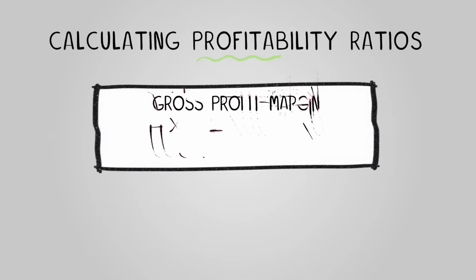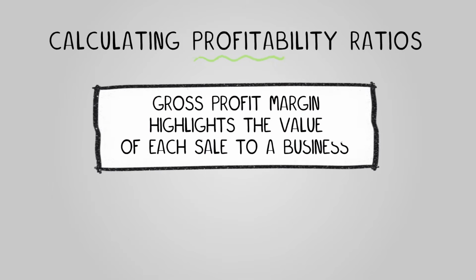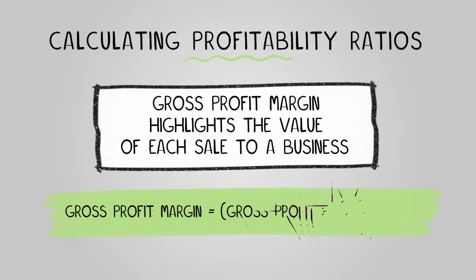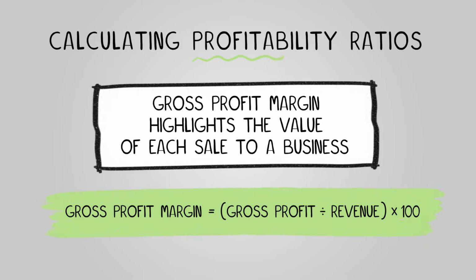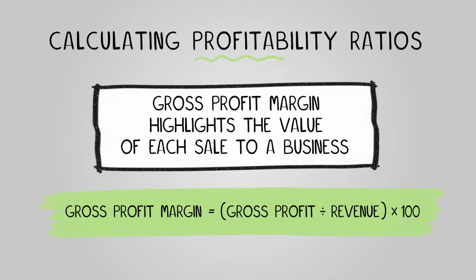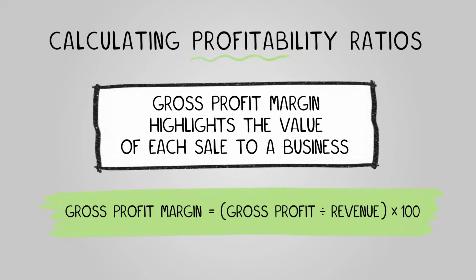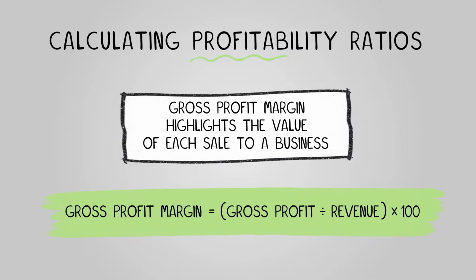Gross profit margin highlights the value of each sale to a business. It's calculated as gross profit margin equals gross profit divided by revenue, multiplied by 100. This ratio can point out if you need to adjust sale prices or reduce production costs.